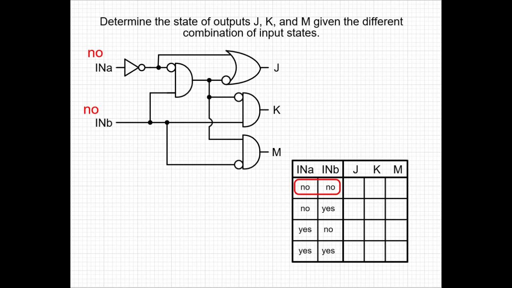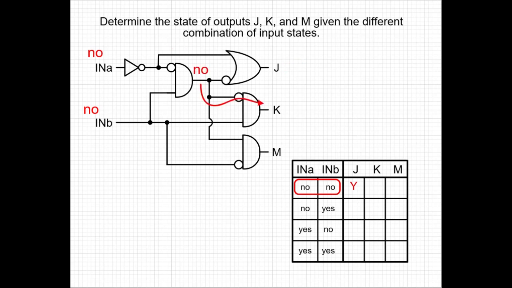For the first exercise, we're asked to analyze the gate operations for all the possible combinations of inputs. And we'll start with the first combination, where both inputs are inactive. Right off the bat, the inactive A input is inverted and passes through the OR gate to make J active.